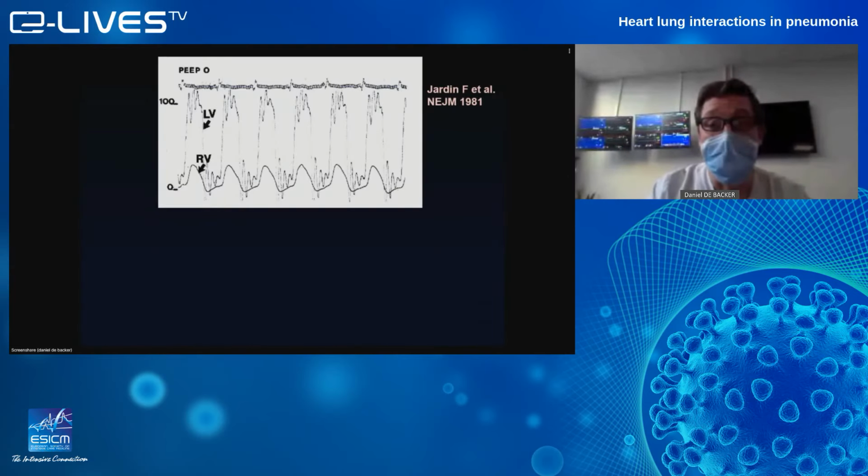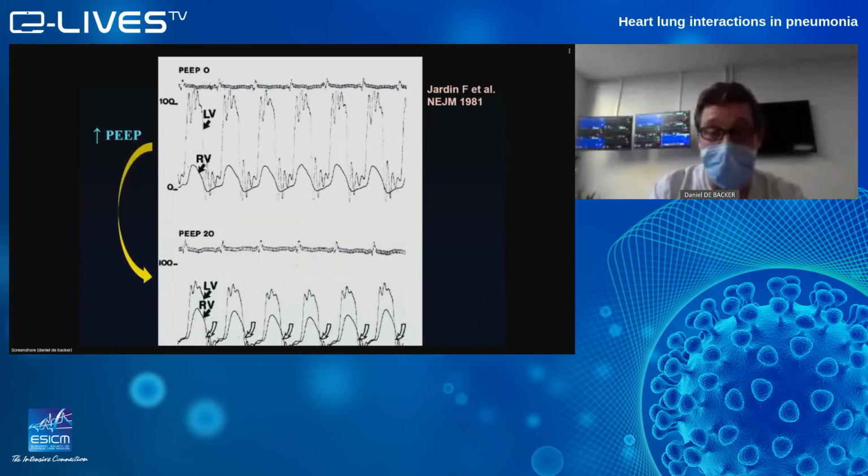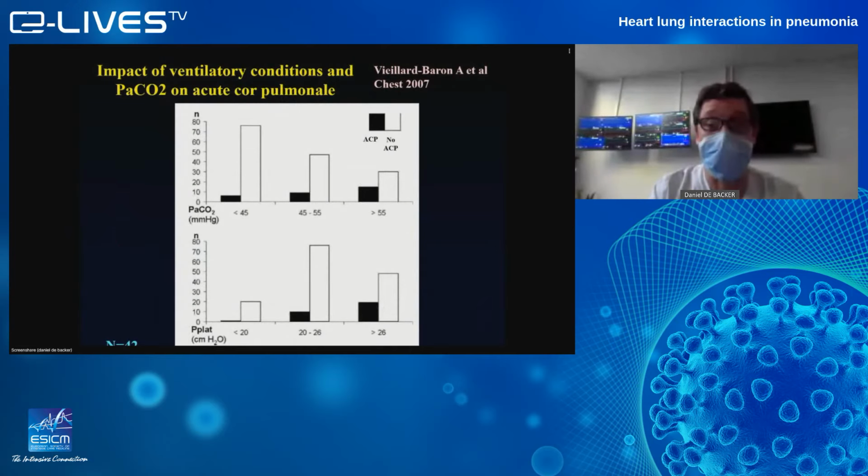This was also nicely demonstrated by invasive measurements in the 80s by François Jardin, who showed that indeed here we have the left ventricular pressure and the right ventricular pressure. They applied elevated PEEP in these patients with ARDS, increasing from 0 to 20. And we can see not only a decrease in the left ventricular pressure, but also here at the end of the systole, the pressure in the right ventricle is higher than the pressure in the left ventricle, so inducing this paradoxical septal movement.